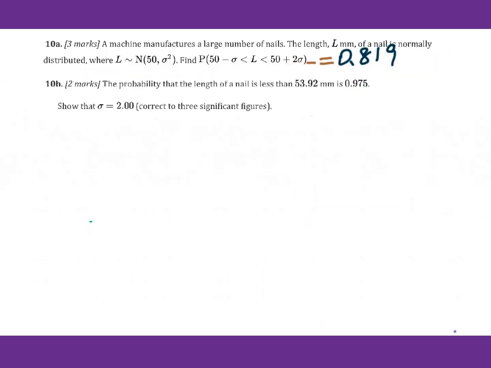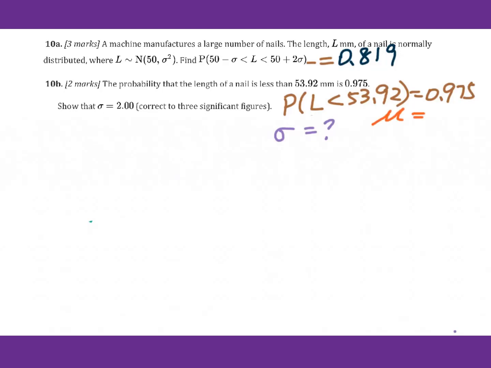Let's go to 10b. The probability that the length of a nail is less than 53.92 millimeters is 0.975. Show that sigma equals 2. We are looking for the probability that L is less than 53.92, which equals 0.975. But we are looking for this sigma. You are given the mean is 50.